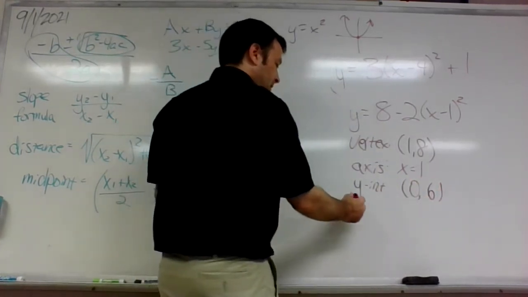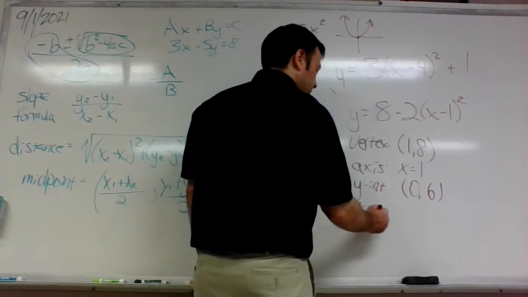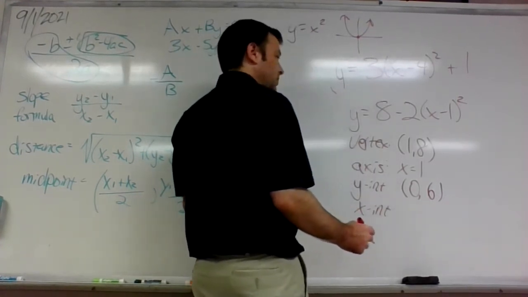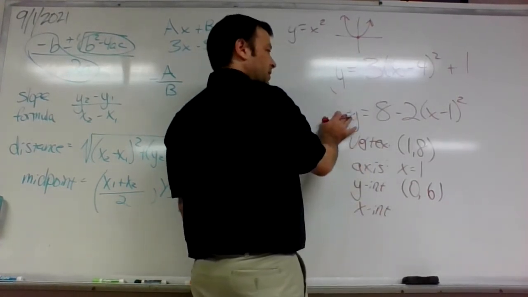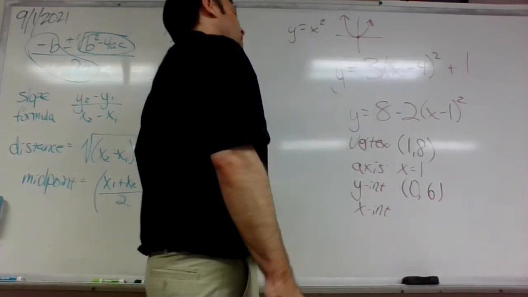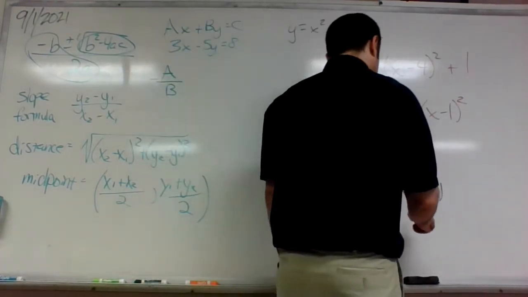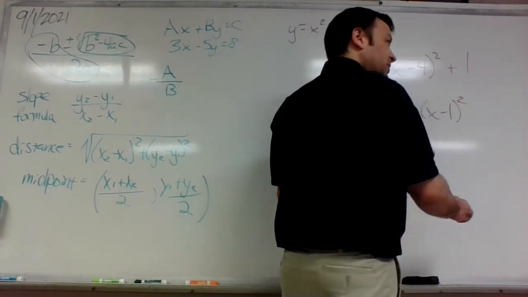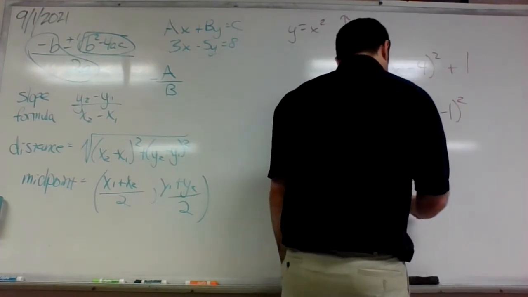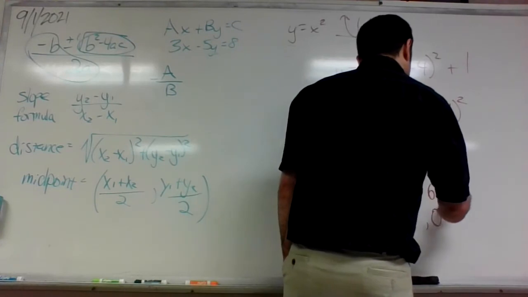Okay, and then how did we find the x-intercept? Make y 0 and solve for x. Didn't we do a bunch of this already? Yeah, we did this on Wednesday, or Tuesday and Wednesday, something like that. Make the y 0.